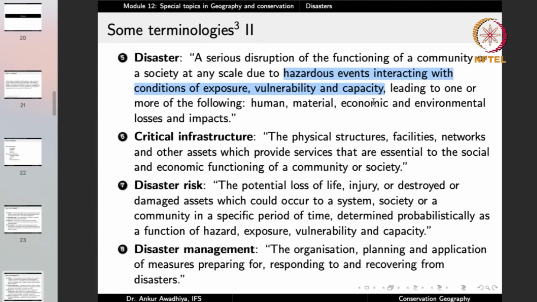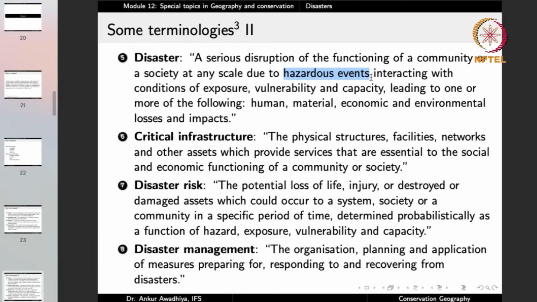So when we say that it is beyond the coping capacity, here we are talking about the capacity. So you need to have hazardous events together with a situation of exposure, vulnerability and reduced capacity. Only then you will have a disaster. Now this definition is important because it also tells us how to reduce the disaster. You can increase the capacity, you can reduce the vulnerability, you can reduce the exposure, or you can make sure that the hazardous events do not happen.